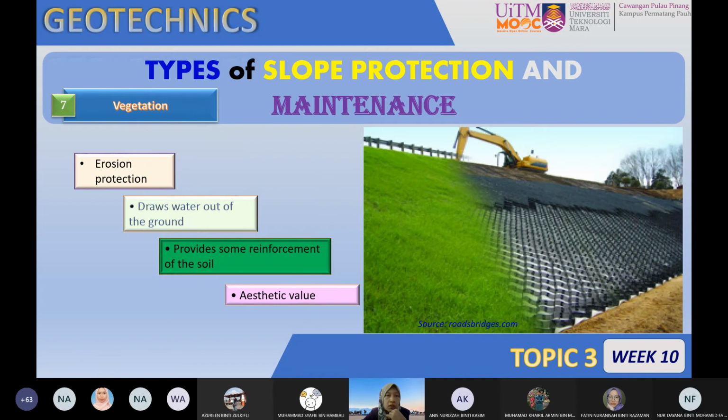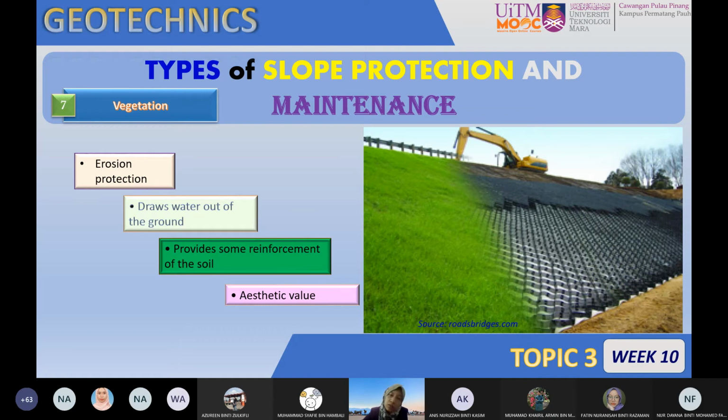And the next and last part here is the vegetation. Vegetation is the common thing that you might see after the slope repair has been done and mostly finished. You can see the vegetation is purposely there to protect from erosion, draw water out of the ground, provide some reinforcement of the soil, and it is also used for aesthetic value. So this is the process involved: you place the geogrid and geotextile, and lastly we place the vegetation on the slope face.